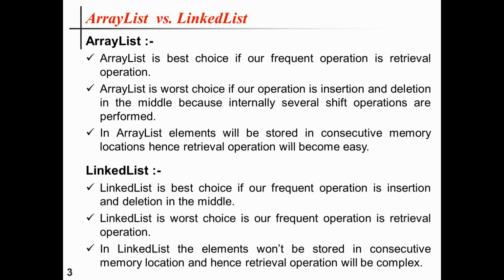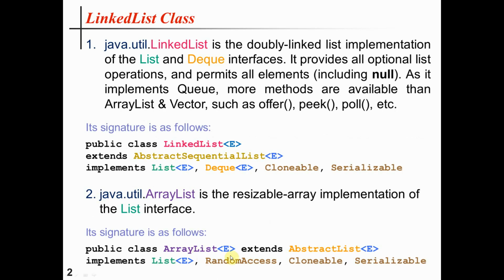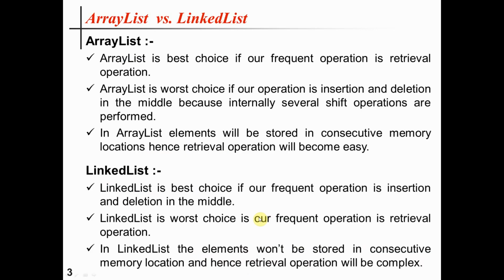Now we are going to compare between ArrayList and LinkedList. ArrayList is the best choice if our frequent operation is retrieval operation. By using get and set methods, we are able to perform this retrieval operation. Since if I go back to the previous slide, you could see that ArrayList has RandomAccess, because of which accessing the elements will be faster. So ArrayList is the best choice if the frequent operation to be performed is the retrieval operation.